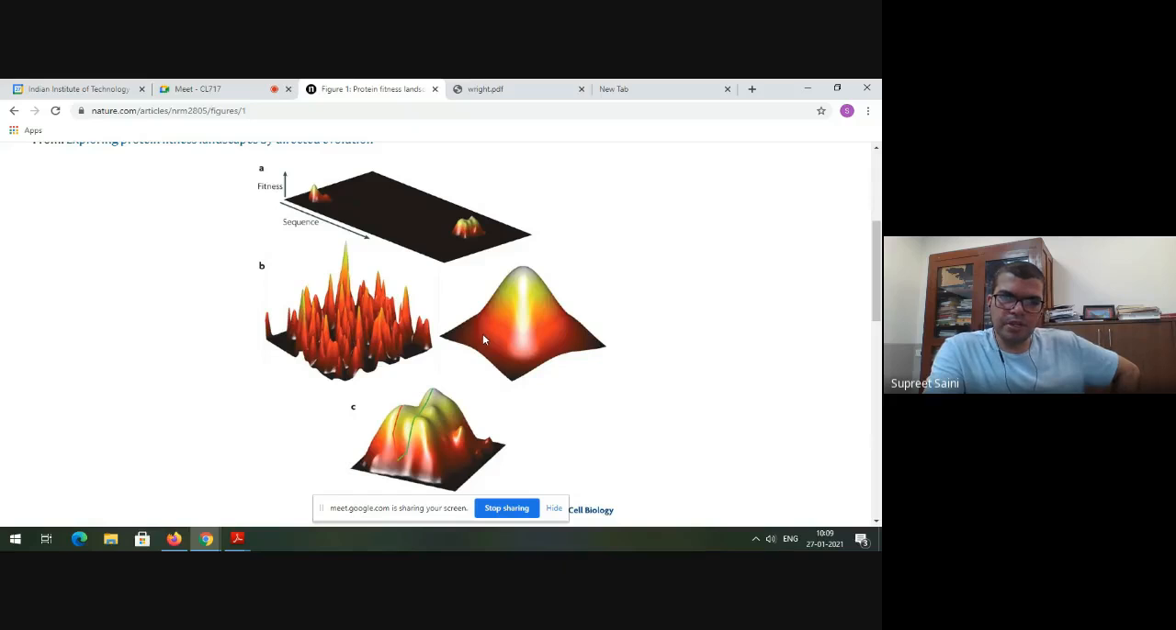Now, if those Hamming distance 1 sequences correspond to a lower fitness than the original population, then basically they will be eliminated because of selection. However, only once in a while, because of mutation, you will produce an individual which is at a Hamming distance 1 from the original sequence, which lies at a higher fitness than the original population.